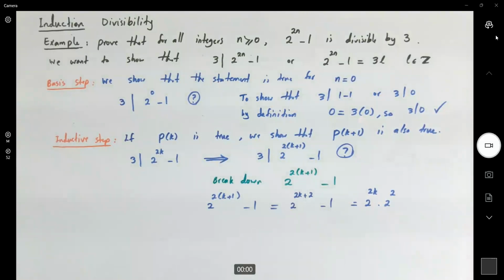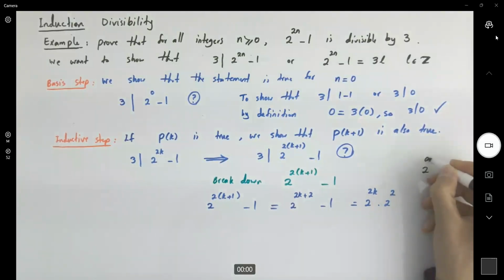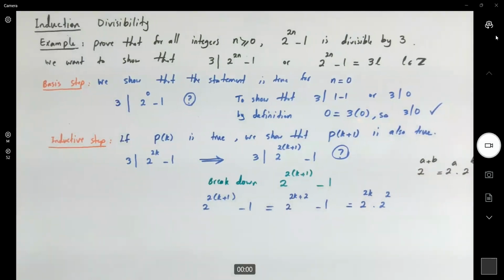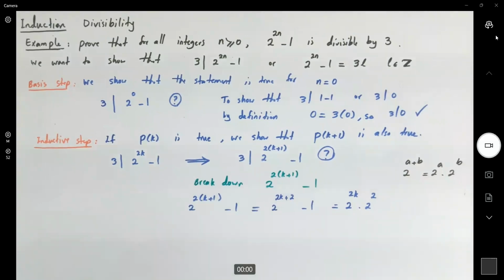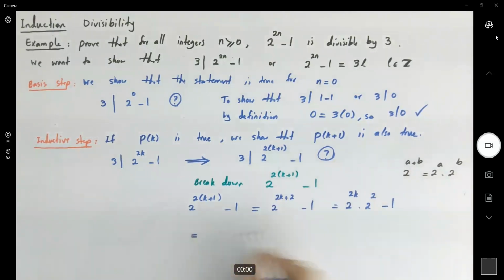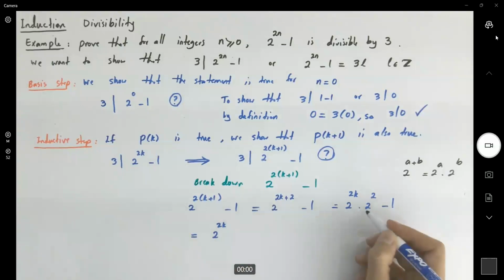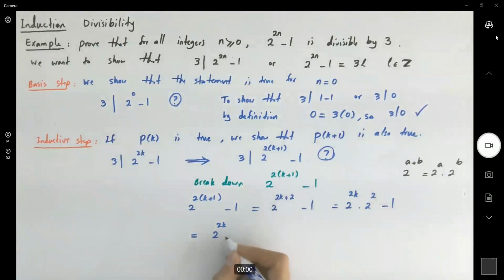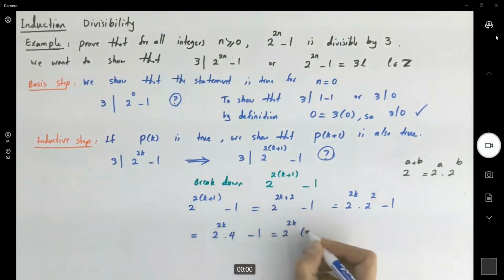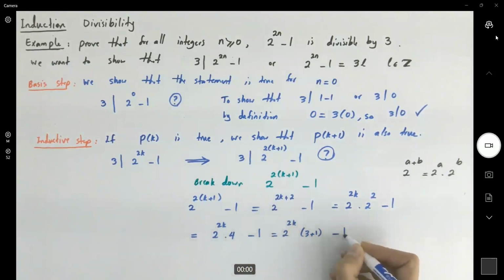Recall that 2 to power a plus b is 2 to a times 2 to b. It's pure algebra. And you have a subtraction here, minus 1. So this guy can be written as 2 to power 2k, but 2 to the second is 4, times 4 minus 1. Guys, remember, multiplication comes first. It's not 4 minus 1, 3. It's a common mistake. Now break down 4 into 3 plus 1. This is 2 to 2k times 3 plus 1, minus 1.